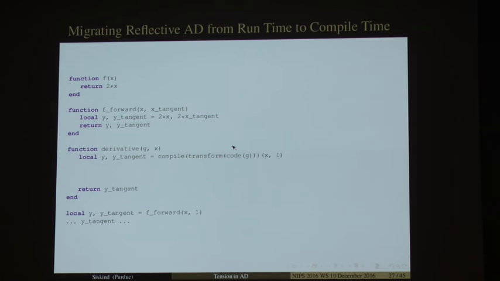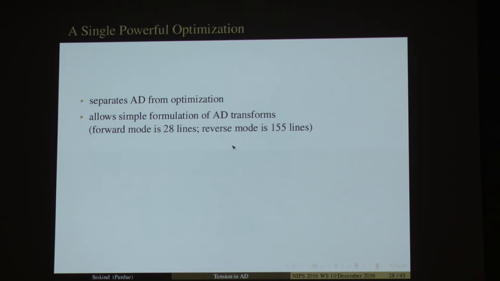And so what we've done is we have this very powerful reflective mechanism that has a tremendous amount of overhead. By having a very aggressive compiler, we migrate all of that reflection from runtime to compile time. And what ultimately you get is the convenience of writing something like AutoGrad, but the speed of using a system like TensorFlow or XLA. Okay, so it's a single powerful optimization. And the crucial thing here is nothing about this optimization is particular to AD. It's a compiler optimization, and it allows a simple formulation of AD transformations.